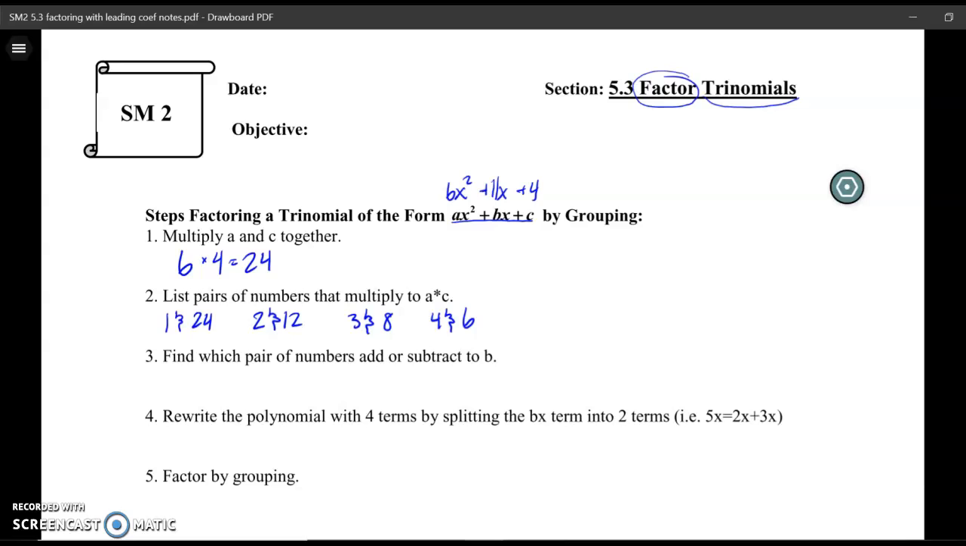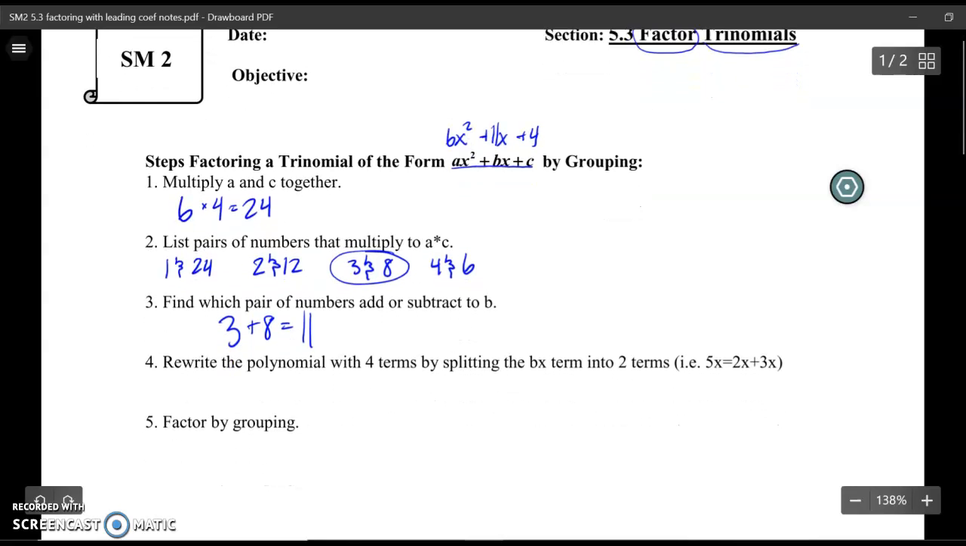My next step is to find which pair of numbers add or subtract to b. So my b is 11. So I'm looking for which of these pairs of numbers adds up to b. And I noticed that this 3 and 8, 3 plus 8, is equal to 11, right? So that's going to be the pair of numbers that we're going to use.